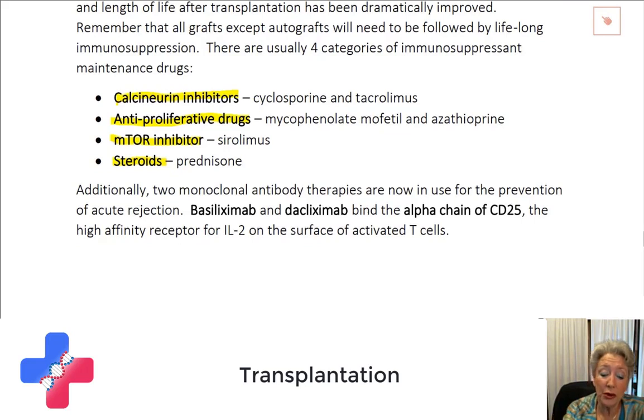Notice that we also have basiliximab and daclizumab, which are inhibitors of the alpha chain of CD25, which is the high affinity interleukin-2 receptor on T cells. So those are administered during the acute phase to stop the recognition by T cells and their cloning.